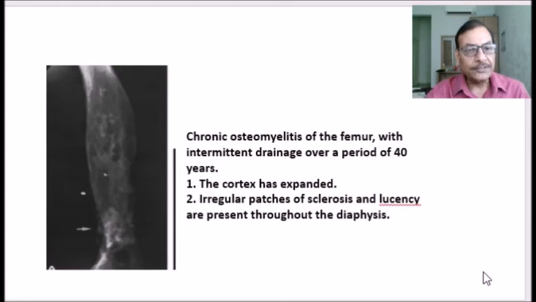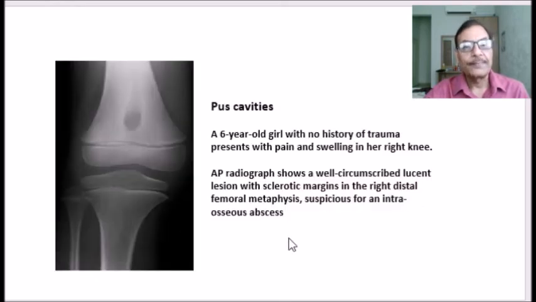Again, on the X-rays, we are seeing the cortex is expanded. There are irregular patches of lucency and sclerosis, present in almost the whole of the diaphysis.